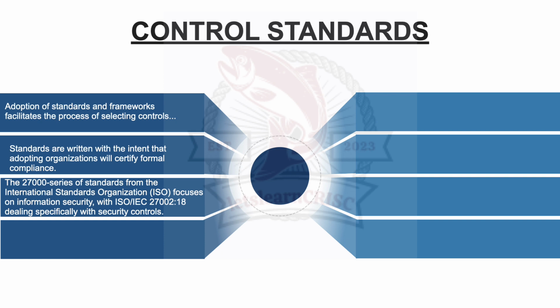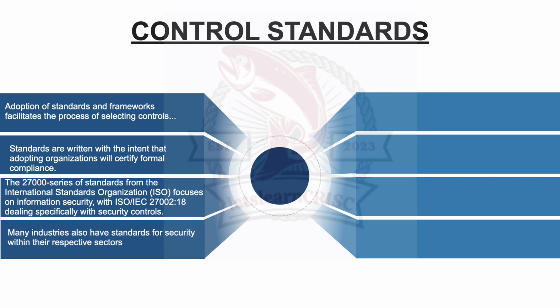So to summarize, the statement indicates that the ISO 27000 series, particularly ISO 27002:2018, is tailored for information security with a specific emphasis on security controls. Friends, organizations can use these standards as a reference to implement effective measures to secure their information assets.